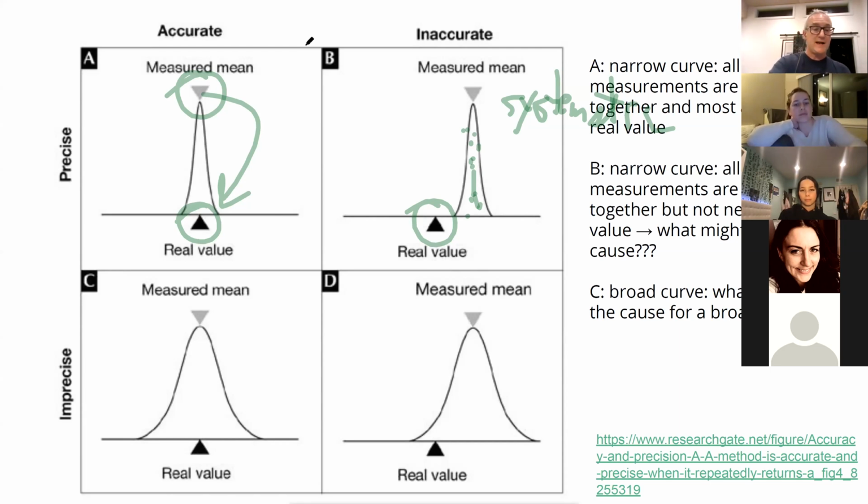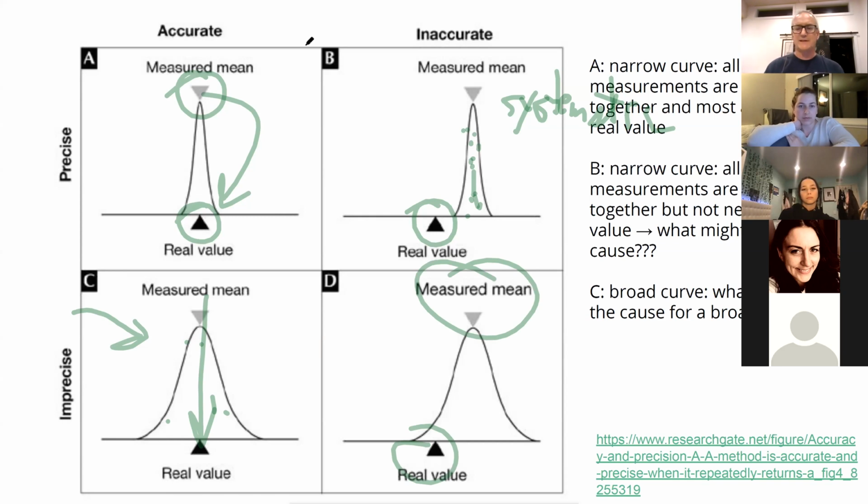And then down here, number C, that is basically what I showed you with the three numbers, 90, 101, and 109 for the boiling point of water. They're sort of all over the place, but if you take the average, it's actually really close to the real value. So A and C are really what we're looking for. D is the worst of all, meaning we got crappy data and it's wrong. So nobody wants that.